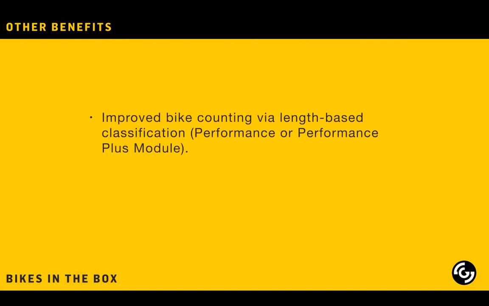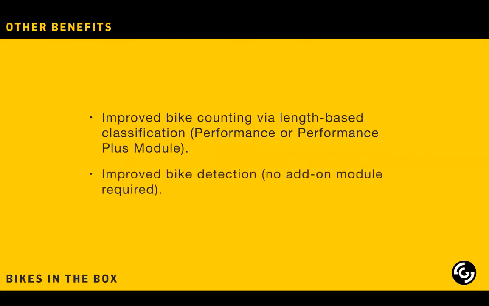If you have the Performance or Performance Plus module, we now have bike-specific counting, and that's described in the FAQ and in the change log. So even if you're not using the box for bike extensions, like you can for the Performance Plus module, you're going to get improved bike counting in the Performance module because of this technology. Additionally, we've always detected and tracked bikes, but it's been improved significantly in very low contrast scenarios. And that's true whether or not you're using the Performance or Performance Plus module. That's a base detection feature.